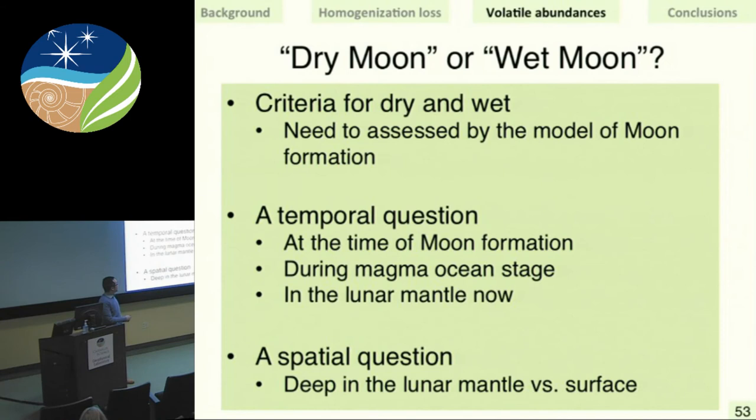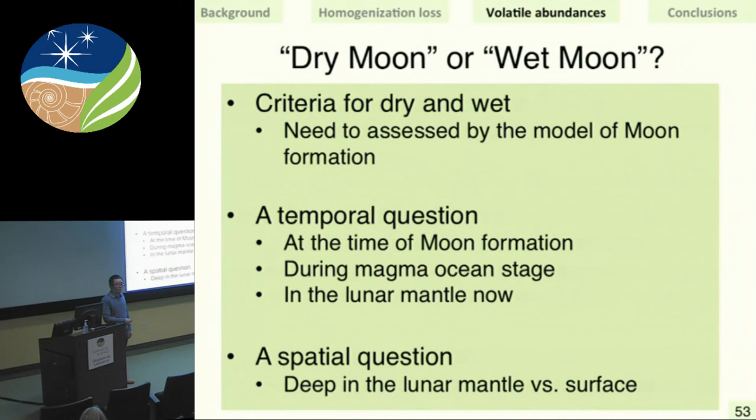So about the question whether the moon is dry or wet, my opinion is that it really depends on the criteria for dry and wet. So it needs additional work on the formation model of the moon. Like I got 85 ppm of water. It's much higher compared to what people have thought before on the level of PPBs.